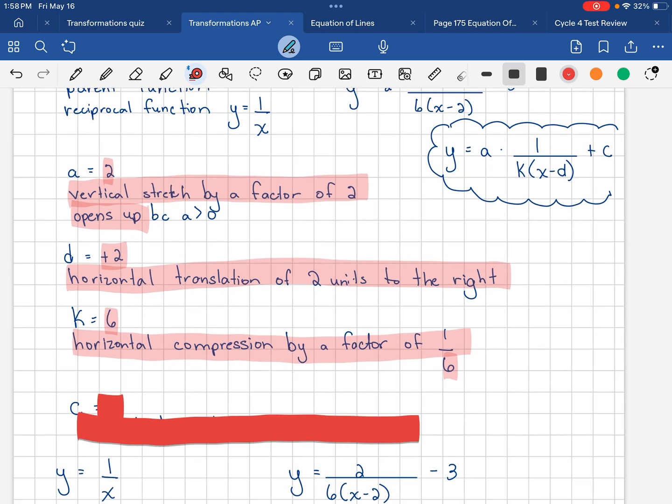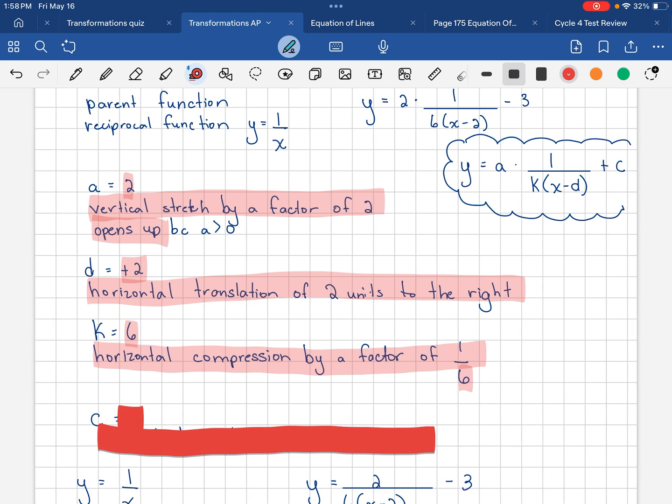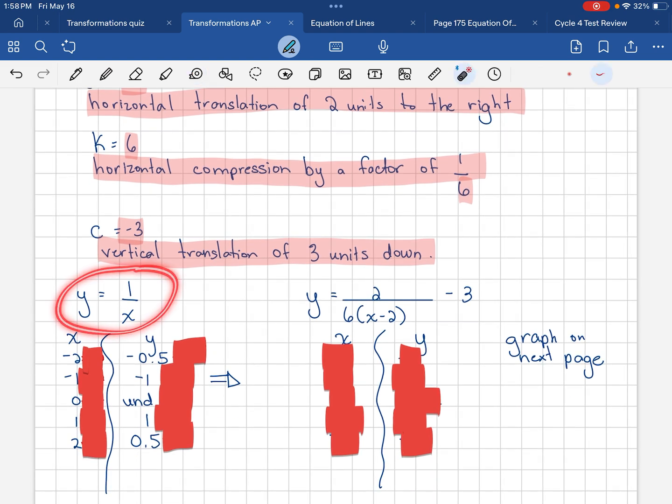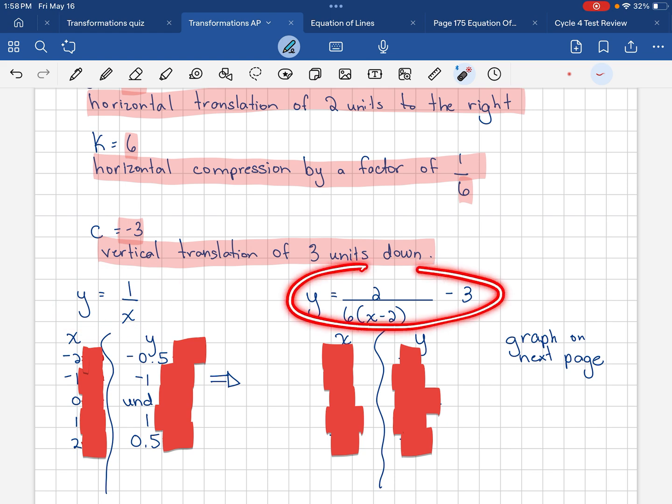And then finally, the C value is the number at the end. The number at the end is negative 3, and that means it's a vertical translation by 3 units down because it's a negative. So we get to our tables. We have the original reciprocal function, which is right here. That's your parent function, and here's your child function.